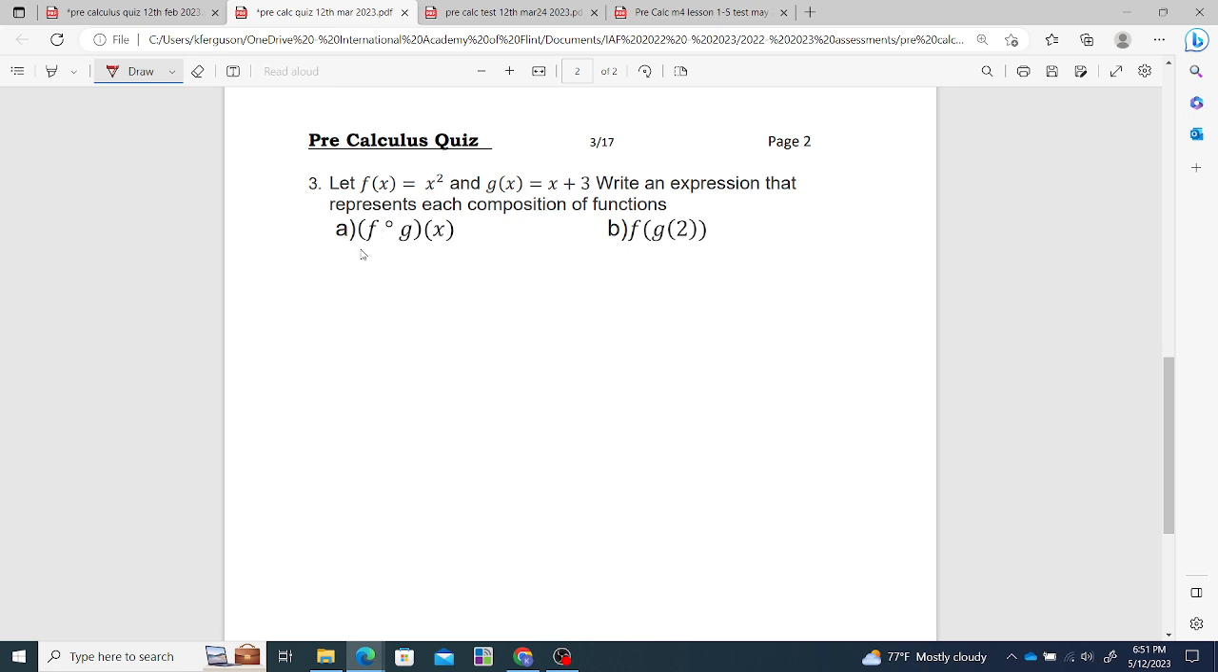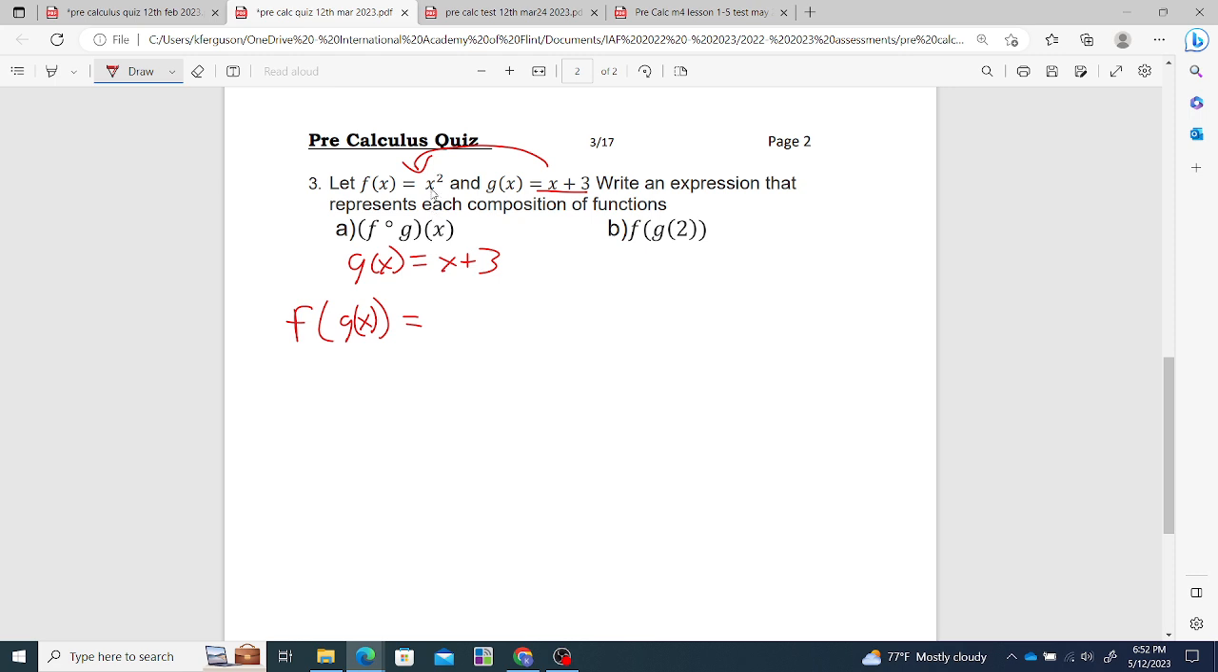So for this one, f of g of x, what I take is function g and put it as an input of function f. So g of x equals x plus 3. So I want to have f of g of x. That's what this special notation means. It means f of g of x.